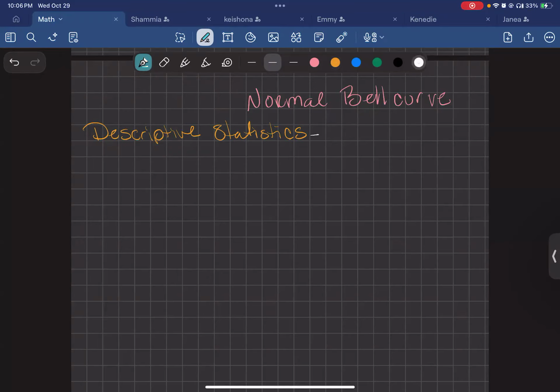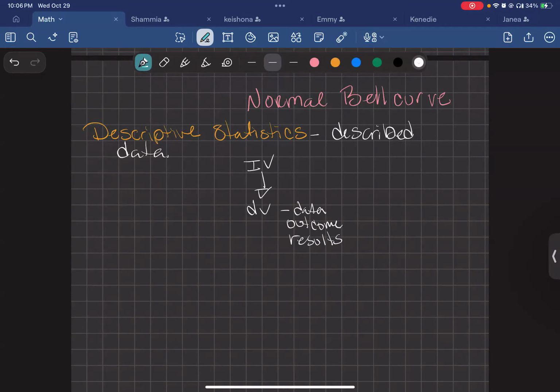By definition, descriptive statistics describe data, right? So just imagine if you were doing your experiment. You have your IV, which you manipulate, and that turns into your DV. The DV is data. You can also look at it as the outcome, the results.